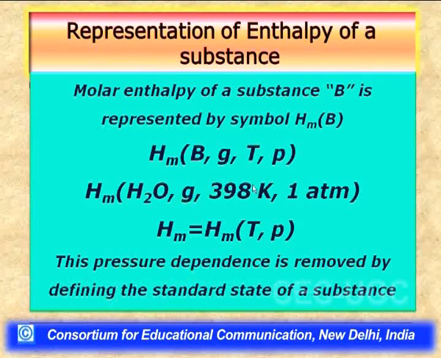So we all know that at 398 Kelvin, that is above 373 Kelvin, water exists in the gaseous phase. So at 398 Kelvin it would exist in the gaseous phase. We just write the physical state of the substance, represented by the symbol small g, which stands for the gaseous state, and then separated with a comma, we describe the temperature, that is 398 Kelvin, followed by the pressure, that is 1 atmosphere. So this is all about how we represent the molar enthalpy of a substance in the symbolic representation form.